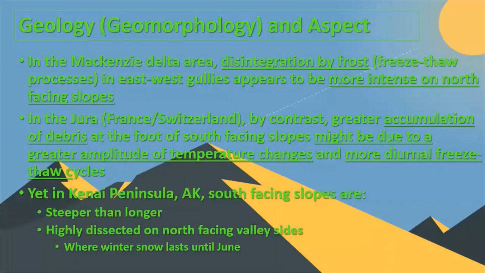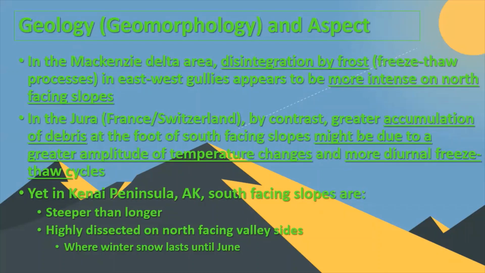So I'm looking now in geology or in landform analysis, geomorphology and aspect, at some examples that have been researched. So this is in the Mackenzie Delta. This is talking about the Mackenzie River Delta in Canada, where there was disintegration by frost through what's called freeze-thaw processing, repetitive freezing overnight, thawing during the day of rocks and slope materials.